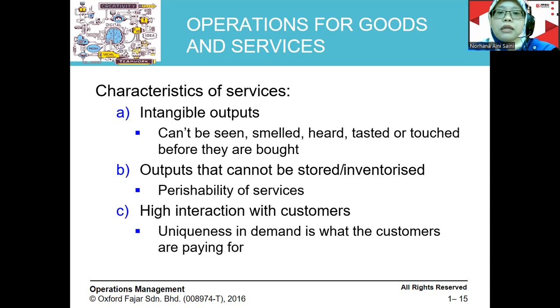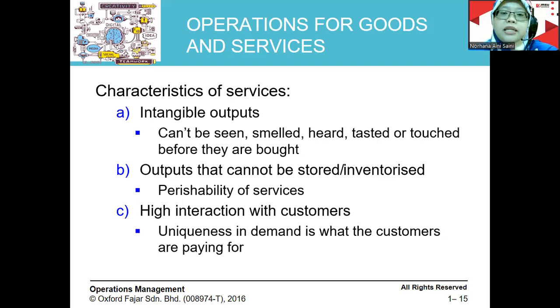Number one, when we talk about services, is the intangible output, meaning that it cannot be seen, smelled, heard, tasted or touched before it is bought. For example, right now I'm giving a lecture. You cannot see the words come from my mouth. We just see the words from the slide.